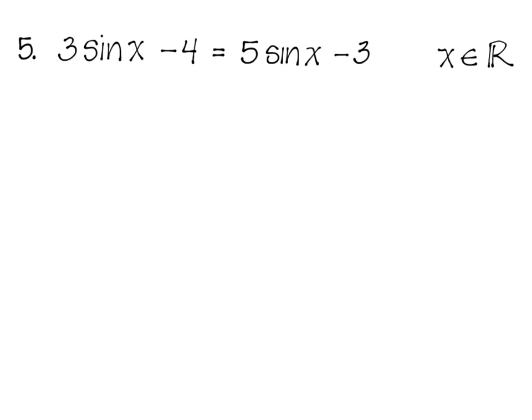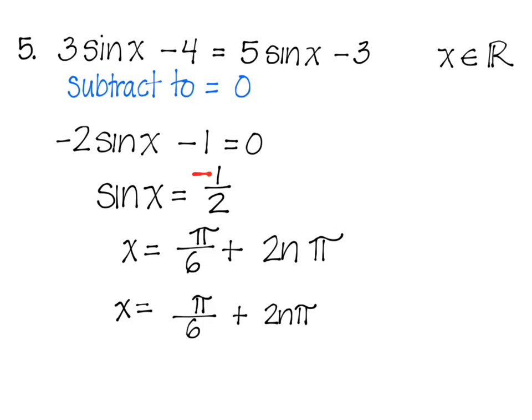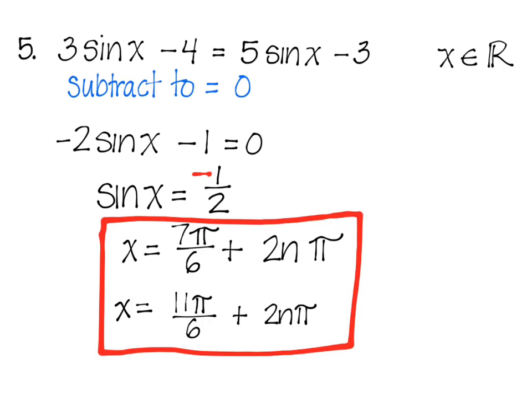Next problem. Well, in this problem we have terms on both sides of the equal sign, so we're going to subtract the 5 sine x, and we're going to add the 3 to make this equal 0. And now we have a much simpler problem, so we're going to add 1 to both sides and then divide by -2. And when we divide by that -2, we get -1/2. And where sine of x is -1/2, that would be at 7 pi over 6 and 11 pi over 6. Sorry, I had a mistake there at first. Fixed that though. At 7 pi over 6 and 11 pi over 6.